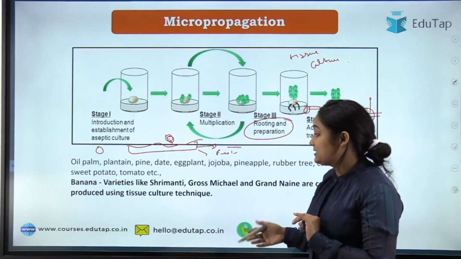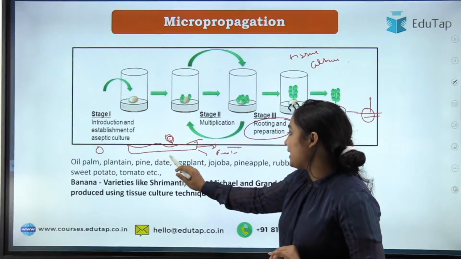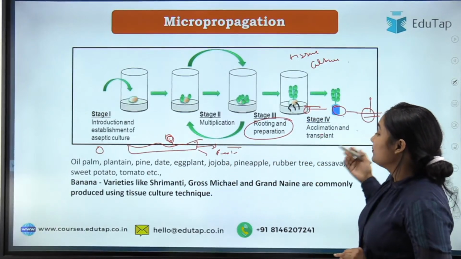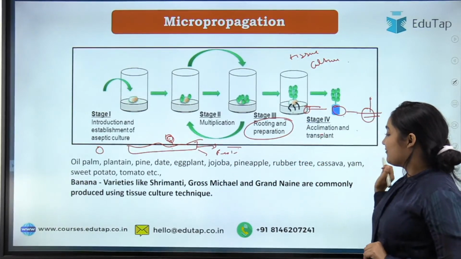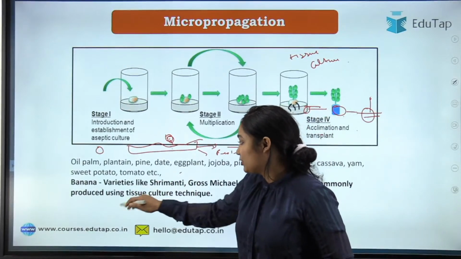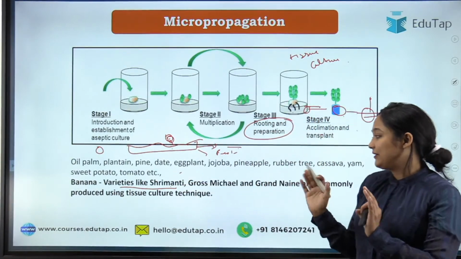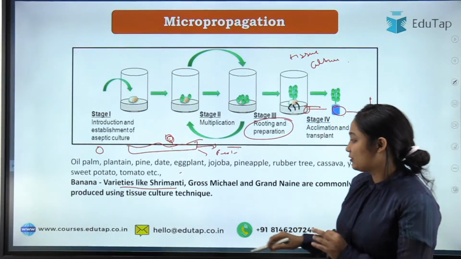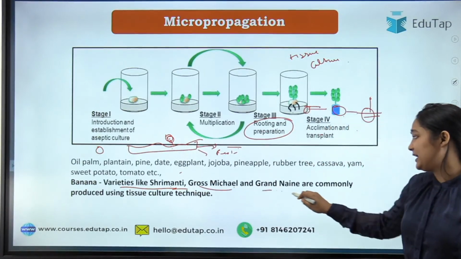In what plants is this done? This is done in oil palm, plantain, pine, date, eggplant, jojoba, pineapple, rubber tree, cassava, yam, sweet potato, tomato. Okay, banana varieties like so. Whatever important variety is there, you can use it. Okay, Shrimanti, Gros Michel, and Grand Nain.